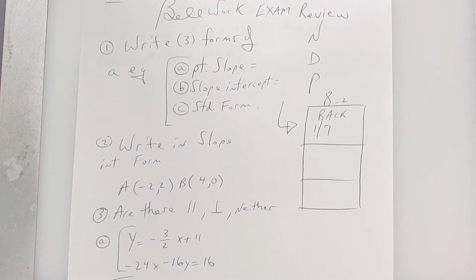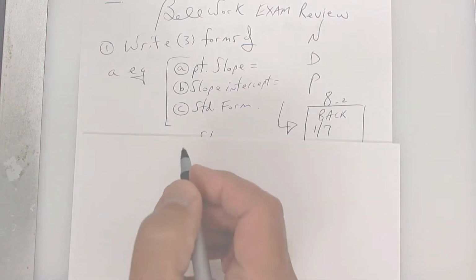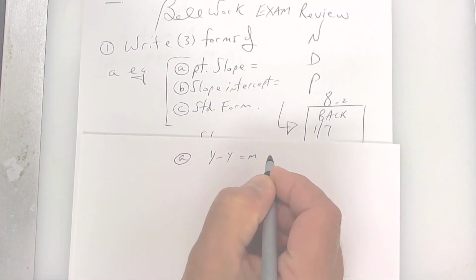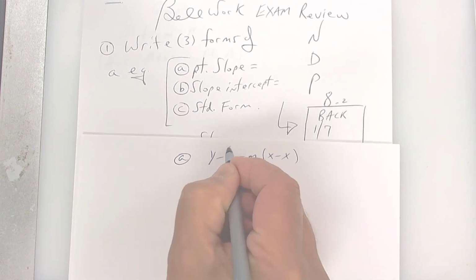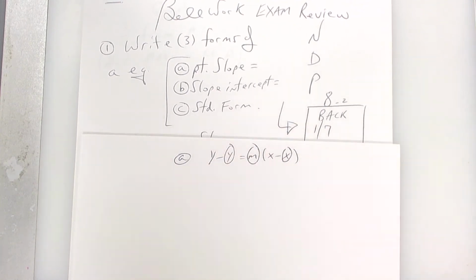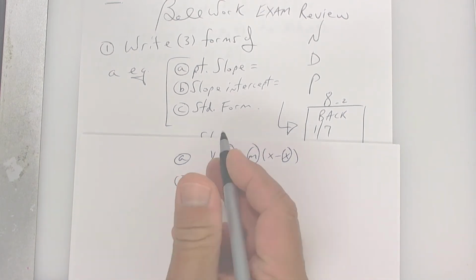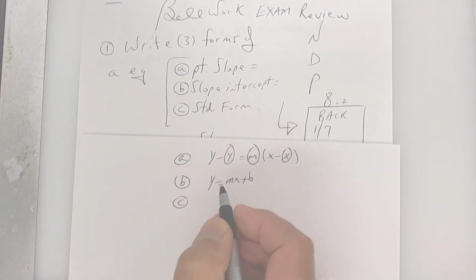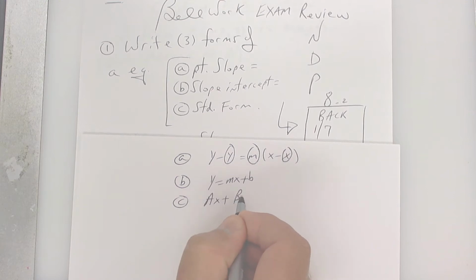First of all, what are the three forms of an equation? There's only three forms. Number one, point-slope form: y minus y1 equals m times x minus x1, and right here is where you substitute. Two, slope-intercept form, y equals mx plus b. And then finally, standard form, which is ax plus by equals c. And you need to know all three of these forms.